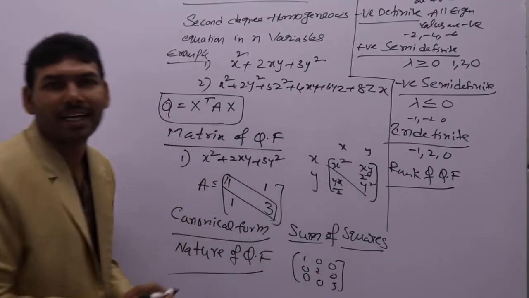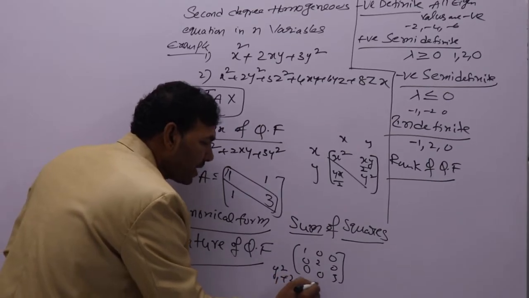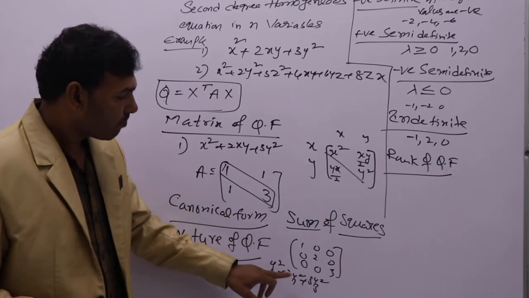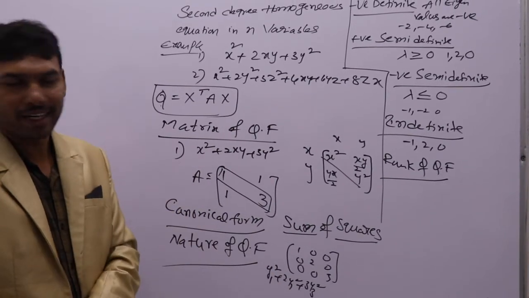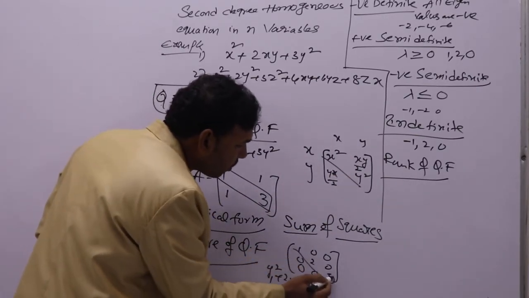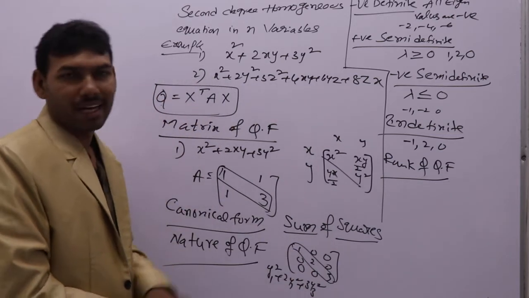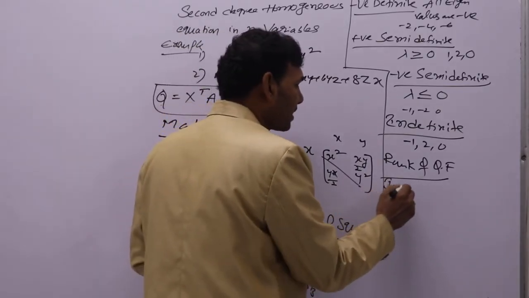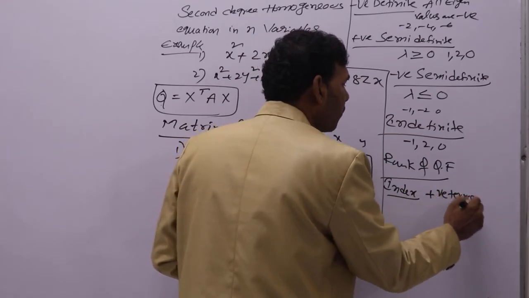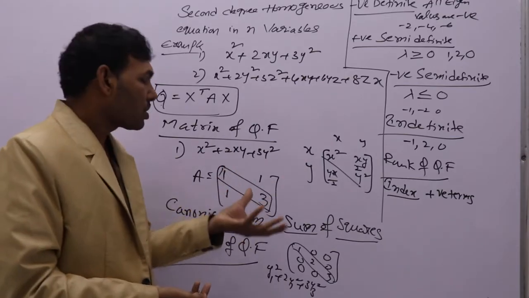After this we will write the canonical form, y1 square plus 2y2 square plus 3y3 square. Before this step, you will have a diagonal matrix. Based on that also one can decide rank. Rank means nothing but the number of non-zero terms here. How many non-zero terms are you having? 3. That is the rank. Next, index. Index means nothing more than the number of positive terms in the canonical form of the quadratic form, or the number of positive squares.